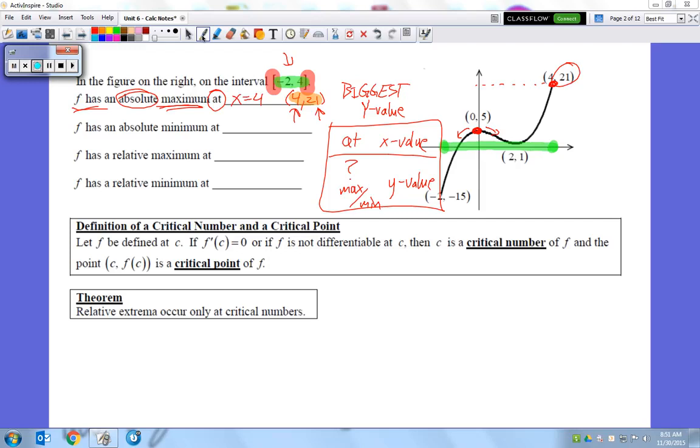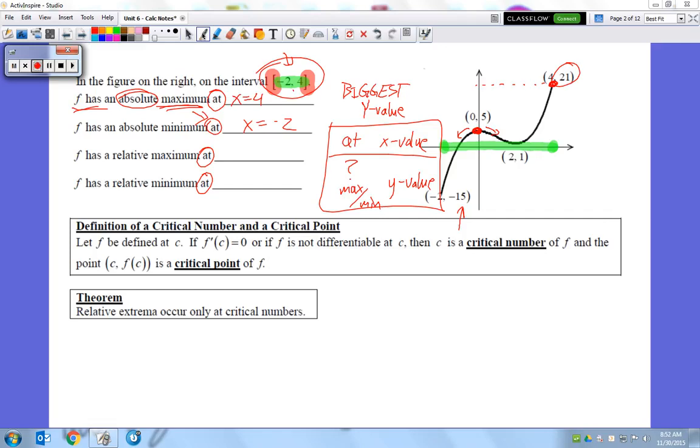Okay, so f has an absolute minimum at, so all these have at. So I'm going to go ahead and now erase this, because the only answer that you should be writing, since the way it asked you, is that x is equal to 4. Okay, so we could say f has an absolute minimum at, well, from -2 to 4, my lowest y value is -15. But it said, where is it at? So I'm going to put at x is equal to -2.